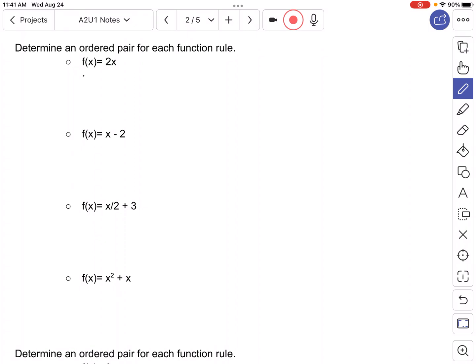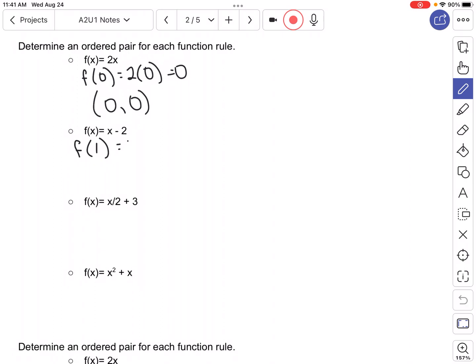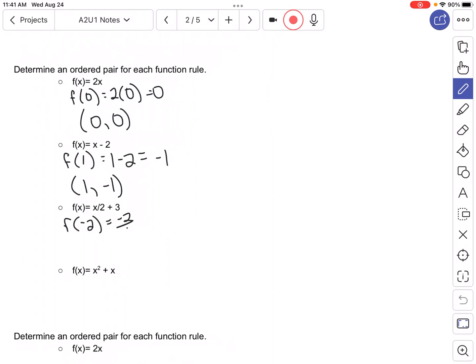So if x equals 0, then you could say f of 0 equals 2 times 0 equals 0. So when x equals 0, y equals 0. Or if x equals 1, then 1 minus 2 gives you negative 1. So when x equals 1, y equals negative 1. Or if x equals negative 2, then negative 2 over 2 plus 3 equals negative 1 plus 3 equals 2. So f of negative 2, or if x is negative 2, y equals 2.